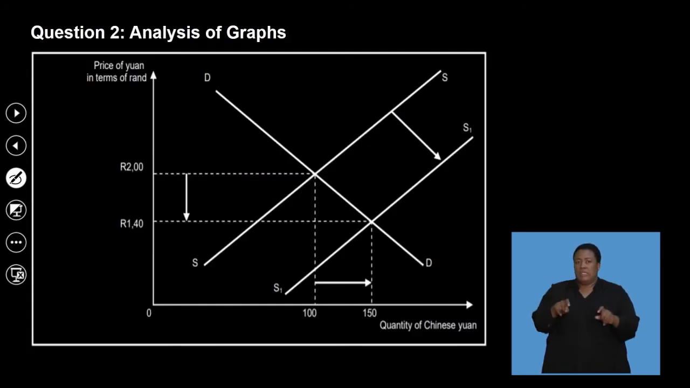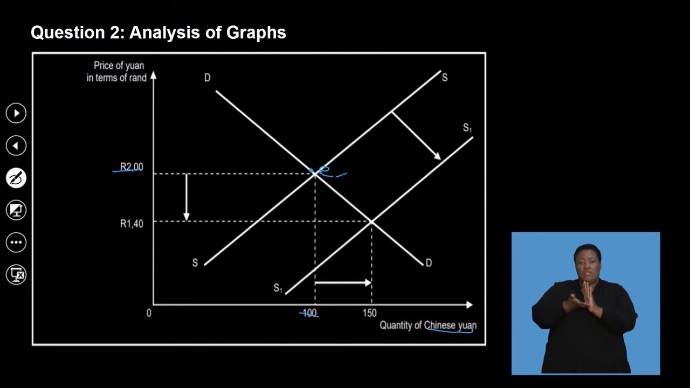Now, let's look at the graph. We have got our graph there which says the price of the yen in terms of the South African rand, and then we look at the quantity of the Chinese yen. Initially, our initial equilibrium, let's call that E, was when 1 yen went for 2 rands at a quantity of 100.